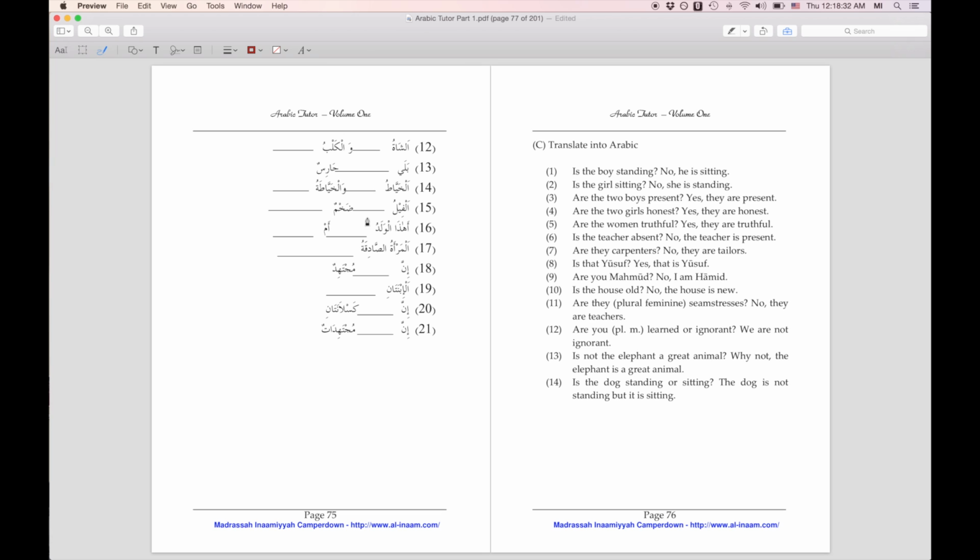Al-filu, الفيل حيوان ضخم. The elephant is a huge animal. Number 16. هذا الولد كسلان أو مجتهد. Is this boy lazy or diligent? Number 17. المرأة الصادقة, the truthful woman, نائمة. The truthful woman is sleeping. المرأة الصادقة نائمة.